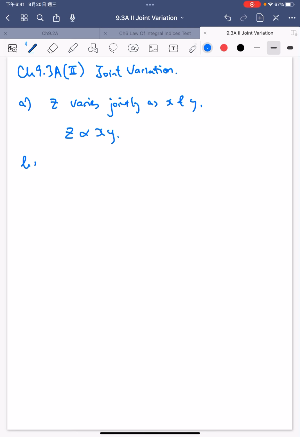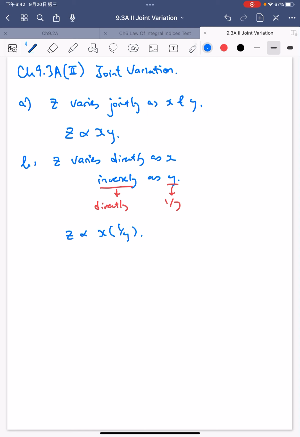The second one is, if one thing varies directly and the other is inversely proportional. We have z varies directly as x and inversely as y. As I said before, when you see inversely, you can change it back to directly, and the y can change to 1 over y. So we have z is proportional to x times 1 over y.